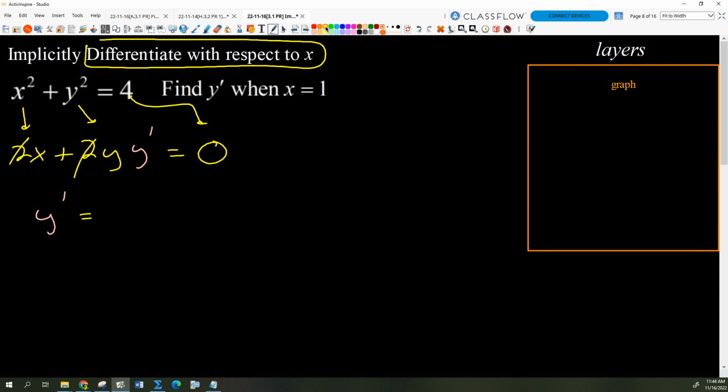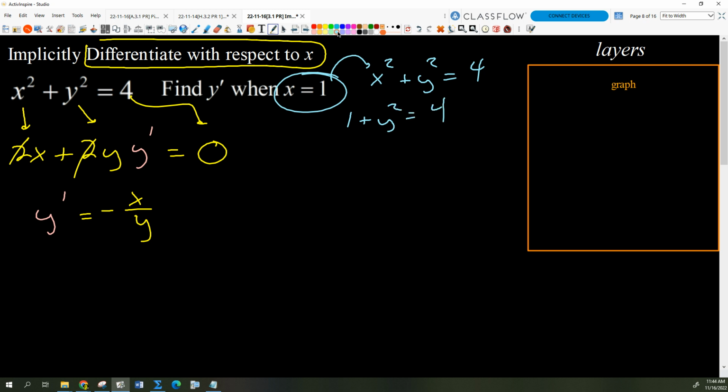Everybody agree? Negative x over y, subtract the x to the other side, divide by y. Okay. So if we wanted to find y prime when x equals 1, what are we going to do? Okay, when x equals 1, I'm going to go back to my original equation, and I'm going to plug 1 in for x. Well, that's going to give me 1 plus y squared equals 4.